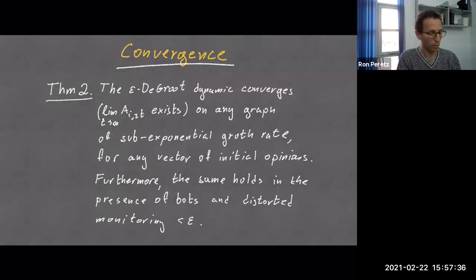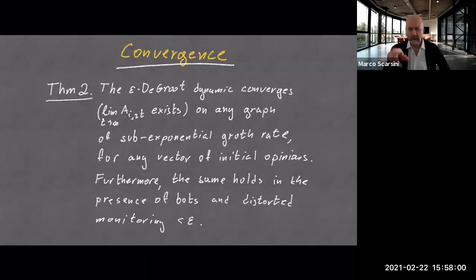And furthermore, the same holds in the presence of bots and distorted monitoring smaller than epsilon. So if the monitoring distortion is smaller than epsilon, and there are as many bots as you want, this dynamics converges. Sorry, Ron, what do you mean by on any graph of sub-exponential growth rate?